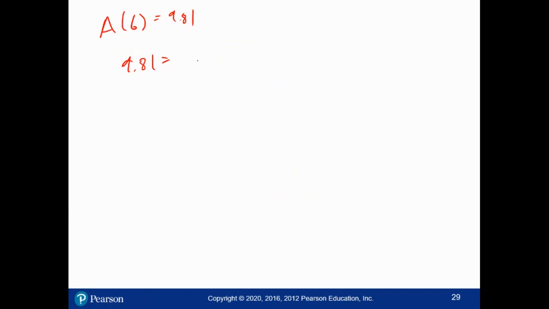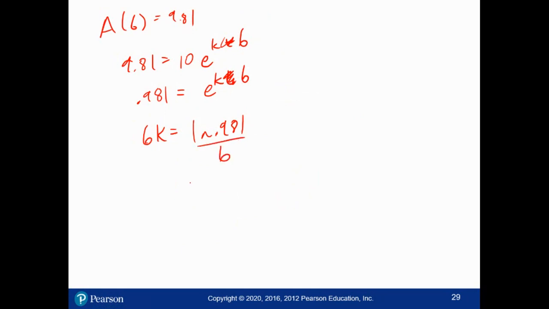So 9.81 must be 10 times e to the kt. Again, divide by 10, get 0.981, must be equal to e to the kt. Oh, sorry, t is now 6. Take a natural log and get 6 times k is equal to the natural log of 0.981. Now divide by 6. So k is the natural log of 0.981 over 6.